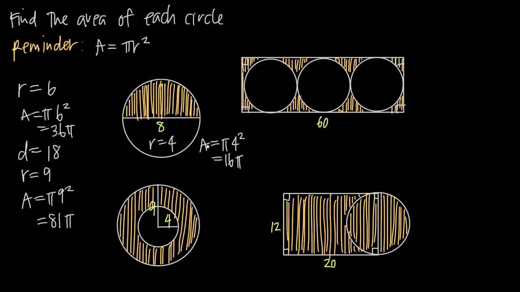But remember, that's the area of the entire circle, and we only want half of the circle because that's the portion that's shaded. So what I have to do then is divide this by 2. 16 pi divided by 2 gives me 8 pi, so the area of the shaded region then is 8 pi.